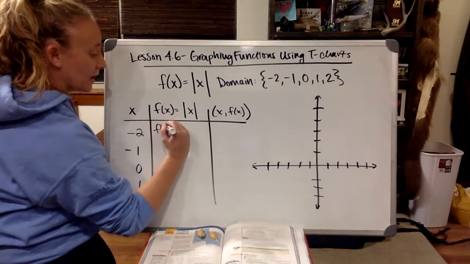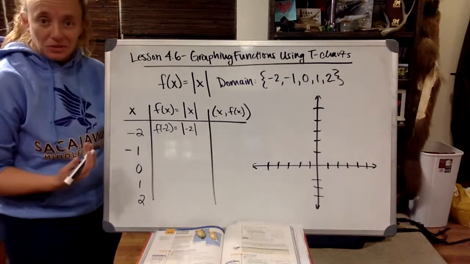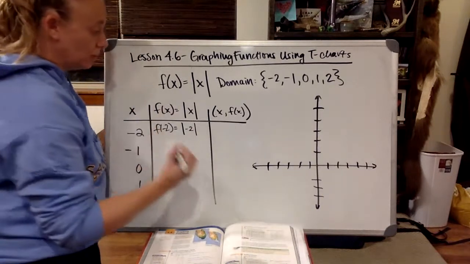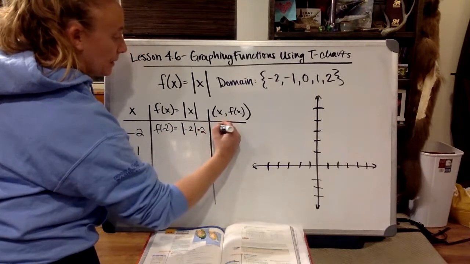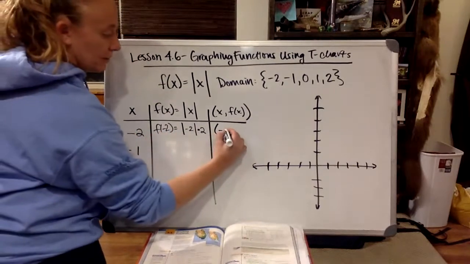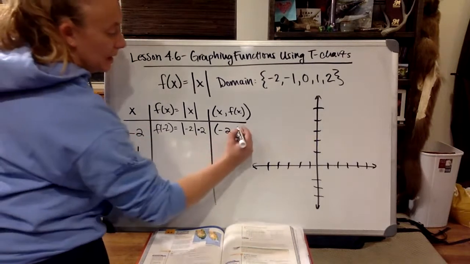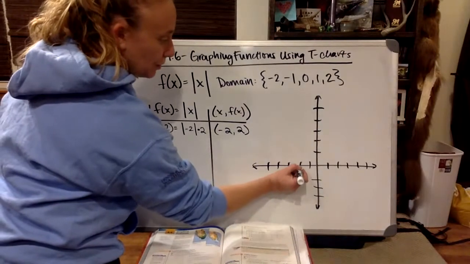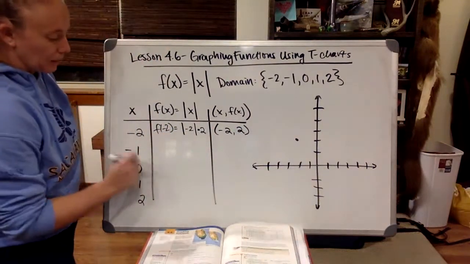So I'm going to write f of -2 is equal to the absolute value of -2, and actually do the math. Absolute value of -2, how far away is -2 from 0? It's 2. So my f of x is 2. So that means if I were to write this as a coordinate pair, my x value is -2. My f of x value when -2 was x is 2. And so I can write my point, and then I can graph it. -2, +2, right there.